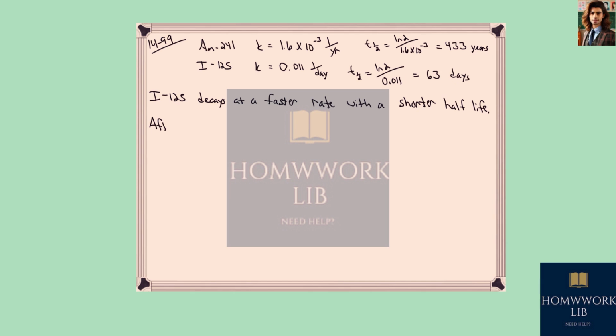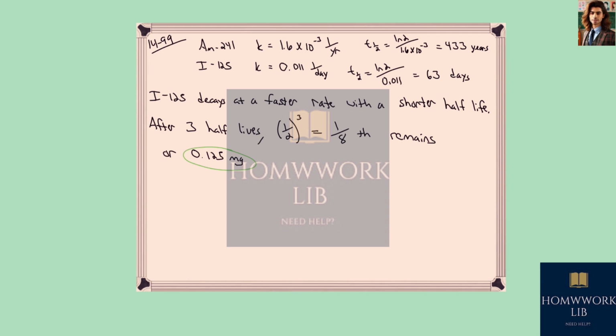For the next part, it wants to know how much of the 1 milligram sample of each isotope remains after 3 half-lives. If you recall, after 3 half-lives, we have cut it in half 3 times. So after 1 half-life, we have 1/2 of the 1 milligram. After 2 half-lives, we have 1/4. After 3 half-lives, we have a half of 1/4, 1/8. So after 3 half-lives for both of them, we have 1/8 of the milligram left, recognizing that 3 half-lives for americium is going to be a lot longer than 3 half-lives for iodine. 1/8 of 1 milligram is 0.125 milligrams.